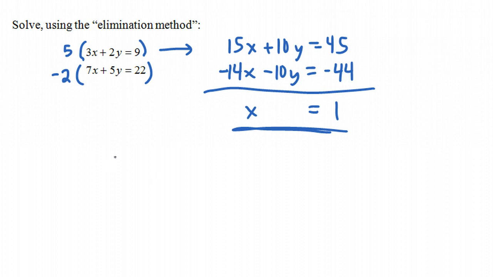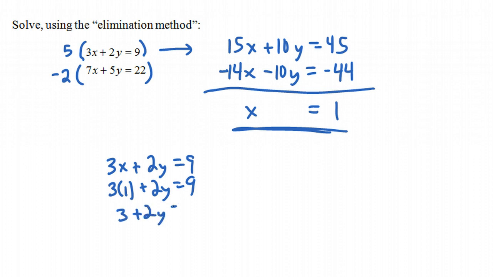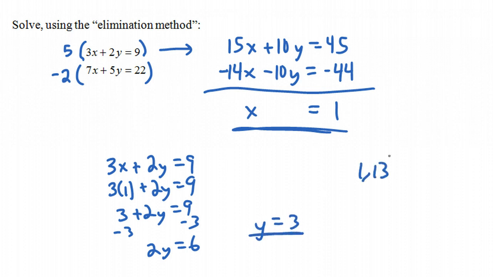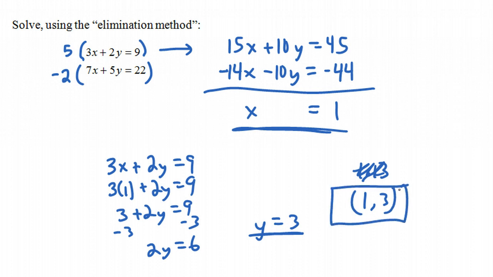To find the y value, we could just go back to one of those original equations. Let's do 3x plus 2y equals 9 and plug in 1 for x. Okay, so we have 3 times 1 plus 2y equals 9, or 3 plus 2y equals 9. Subtract 3 from both sides, you get 2y is equal to 6, and so y is equal to 3. So 1 comma 3 would be the solution.